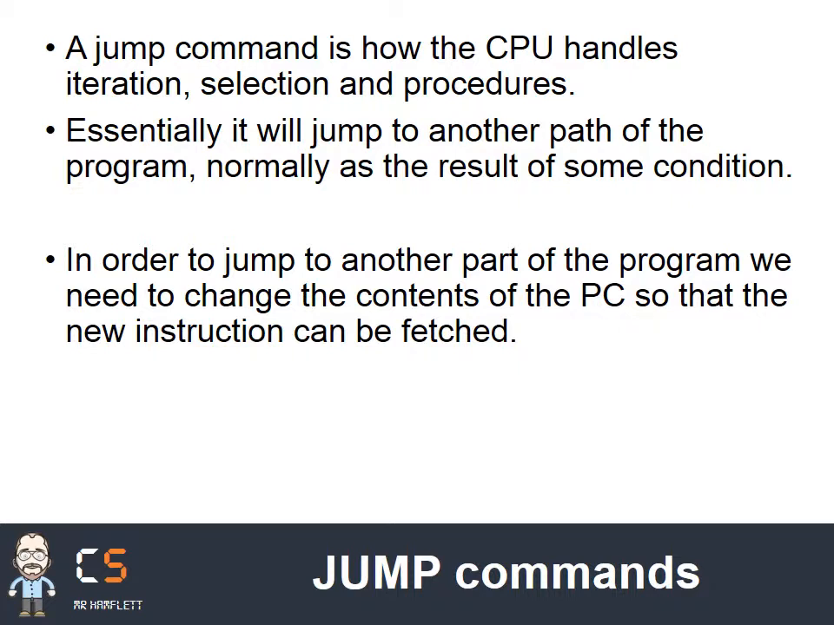Okay, so in order to jump to another part of the program, we effectively need to change the program counter. Because remember the program counter is pointing to the next instruction to fetch. The problem with fetching is we're assuming we're going to run commands one after another in sequence. When I do a jump command, I'm changing that sequence. So whatever has already been fetched is going to be lost. So we update the program counter rather than the MAR.